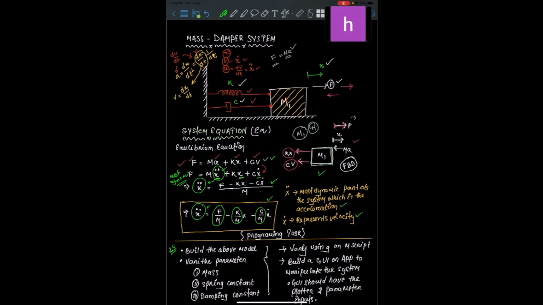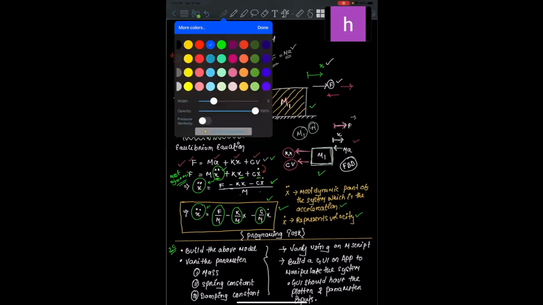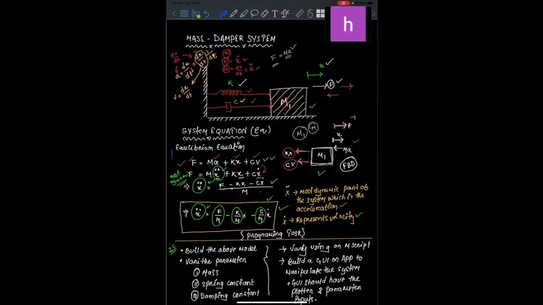Is it all clear, like how you can come from an actual system into your system equation? Yes, I understand. The only complication comes when you are dealing with this part. If you are able to solve the equations properly, then you will have the system dynamic equation, and that equation you can use to model.